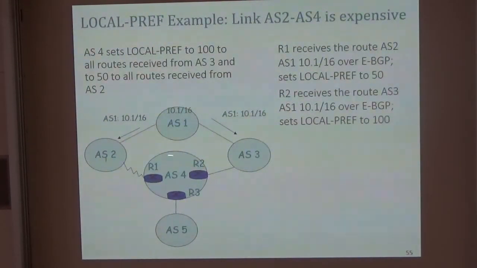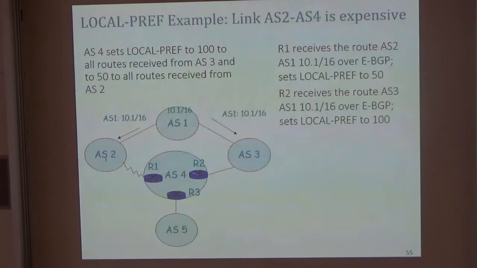Here is an example. Here I have AS4 that has two connections to the outside world to go towards AS1 via AS2 and AS3. The connection to AS2 is a good connection, and the connection to AS3 with this shadow key line is not so good. So it would prefer to send traffic here, but you keep this one as a backup. Then AS4 will set the local pref to 100 to all routes received from AS3. So for example, when R1 receives the route, this route AS2, AS1, 10.1, so when it receives a route via this way, it sets its local pref to 50.